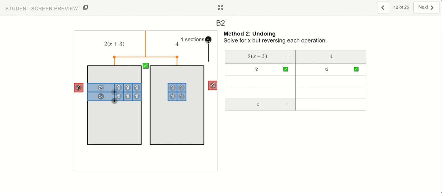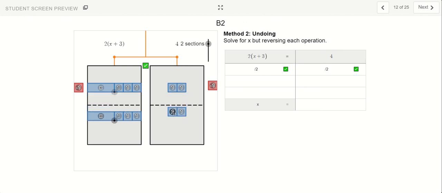All right, what that looks like is I'm taking each of these groups and I'm dividing it into 2 sections, leaving me with x plus 3. And over here I have 2. 4 divided by 2 is 2.